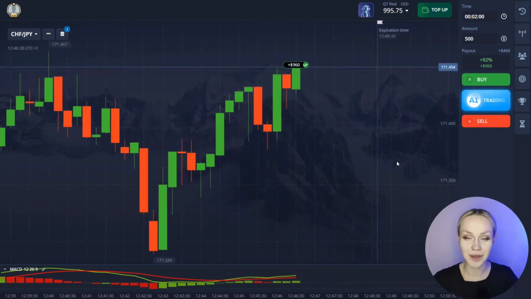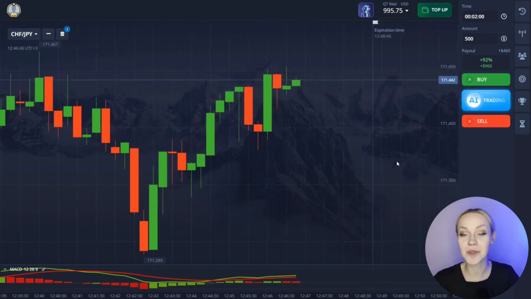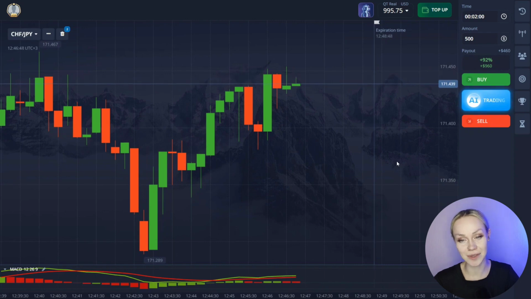The price is moving according to our scenario and is showing growth. And our trade closes in plus. The indicator turned out to be right again in this case and helped us make money. Well, I suggest we continue and find the next working case.